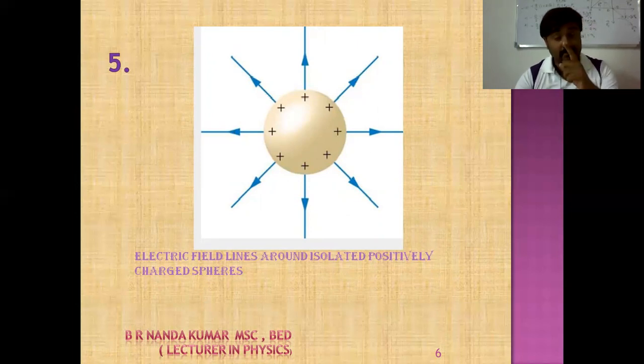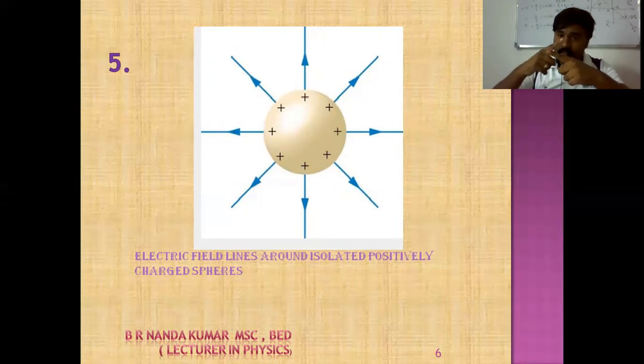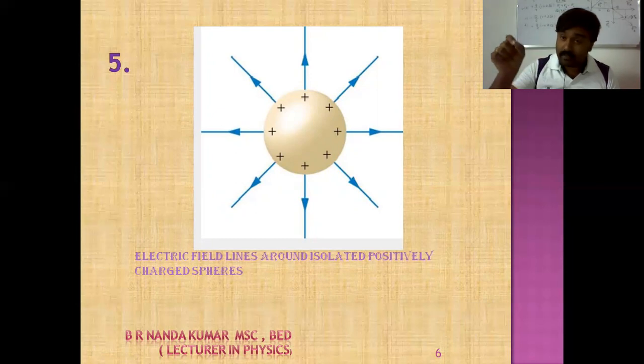And electric field lines can never be closed loops. Electric field lines can never intersect with each other. Electric field lines can never be closed loops. Okay.